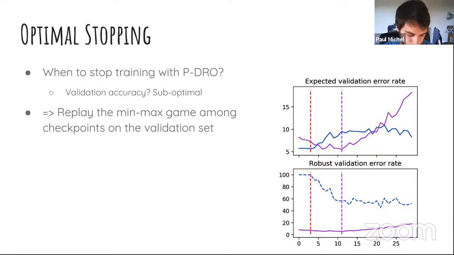All right, so the takeaway from this part on optimal stopping, even if you haven't followed exactly what's happening, is that it's hard to perform stopping when you don't really have access to what you're optimizing for, which in this case is the robust validation error rate. So we have to come up with heuristics that make it work a little bit better, all right?